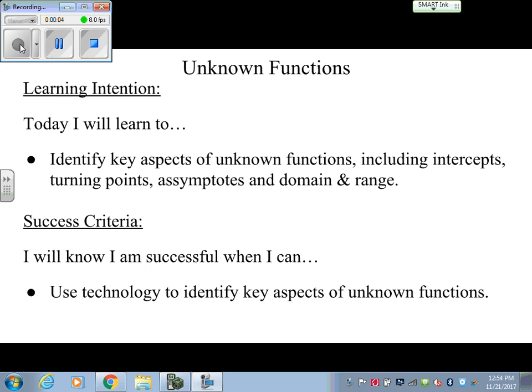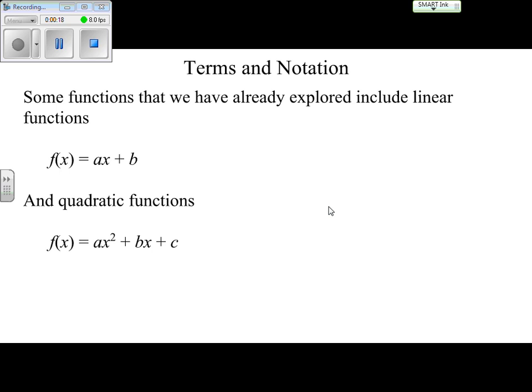Today we'll be identifying key aspects of unknown functions, including intercepts, turning points, asymptotes, and domain and range. We'll know we're successful when we can use our technology to identify these key aspects of unknown functions. So unknown, we're talking about functions that we don't know that much about.